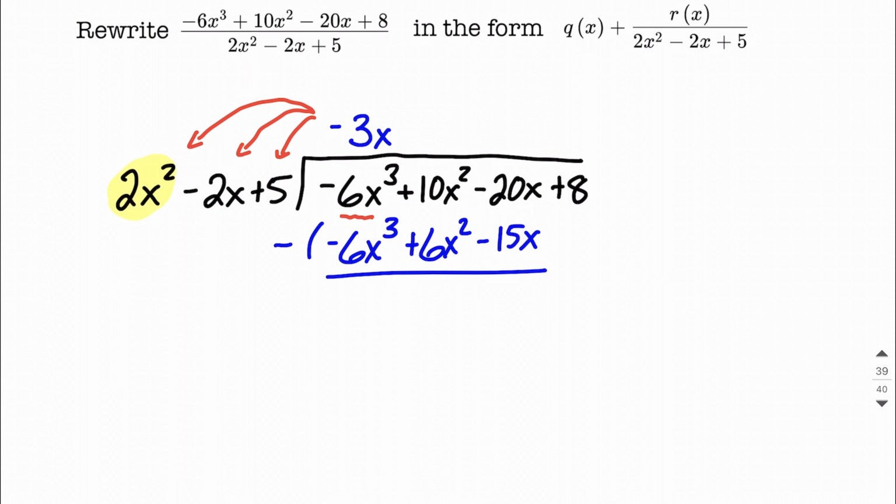Okay, so I hope this helps out as you're working on dividing polynomial functions using long division. Good luck.